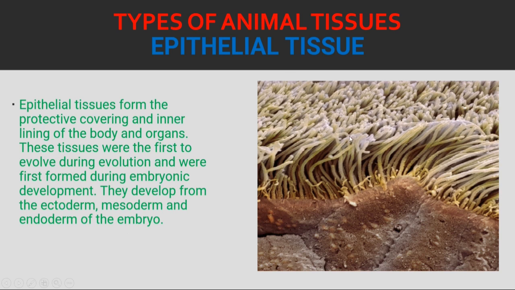This is a basic microscopic diagram of epithelial tissue. So this is what epithelial tissue is, and this is one of the types of animal tissues. Hope you have understood the epithelial tissue and you have taken a screenshot of it. So let's go to the next slide and discuss the second type of animal tissue.